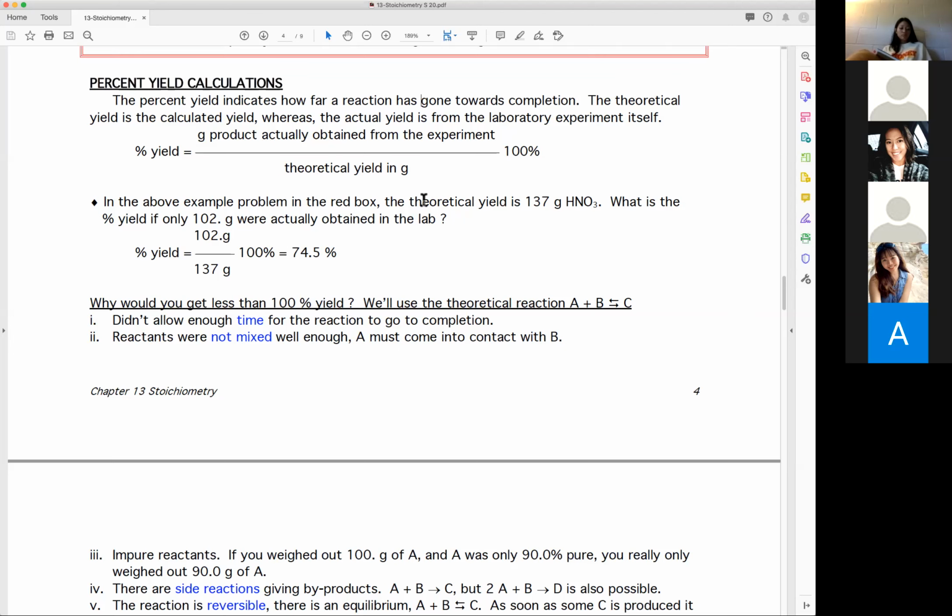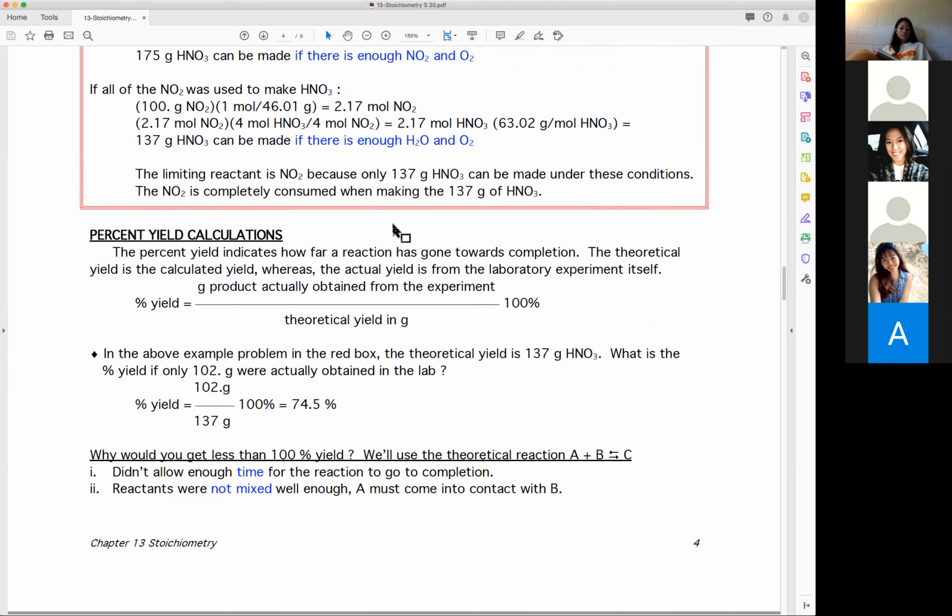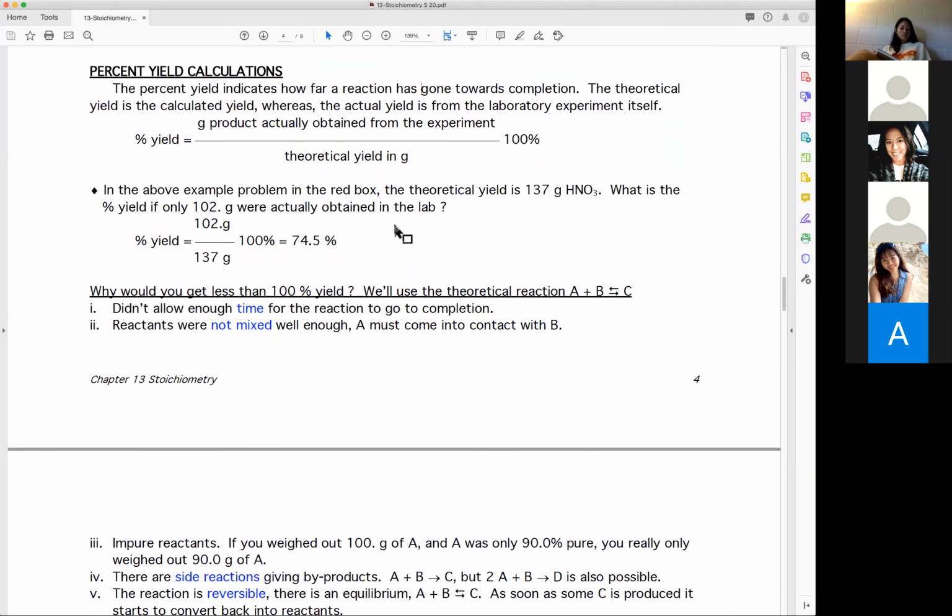So in the above problem, the theoretical yield was 137 grams of nitric acid. What is the percent yield if you only got 102? So the percent yield is you got 102 out of the theoretically 137 grams possible. That gives you a 74.5% yield.